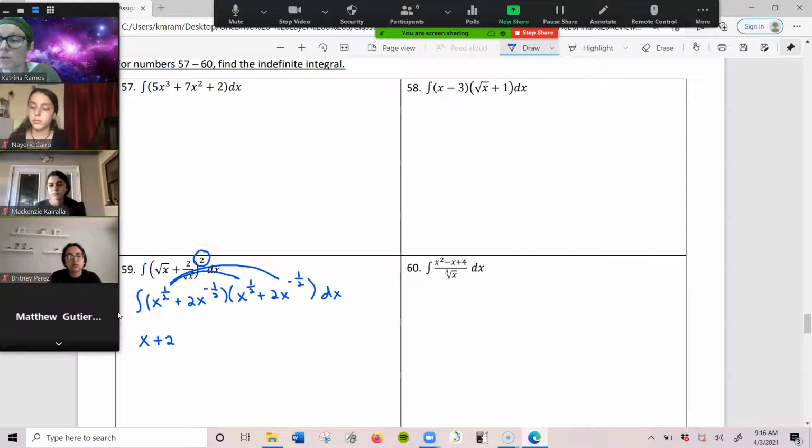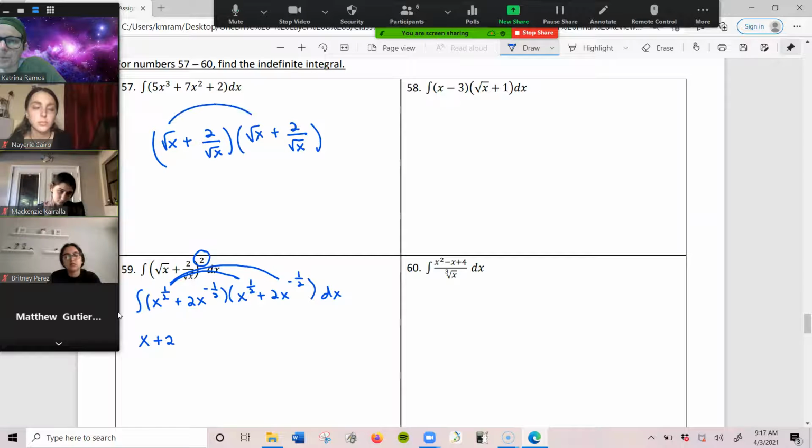If the exponents are confusing, just think about it like this: square root of x plus 2 over the square root of x. This may actually be easier for you to see. Square root of x times the square root of x, the square roots cancel, x. Then square root of x times 2 over the square root of x, those square roots would cancel out, so it would just be plus 2. Is that a little easier to see?